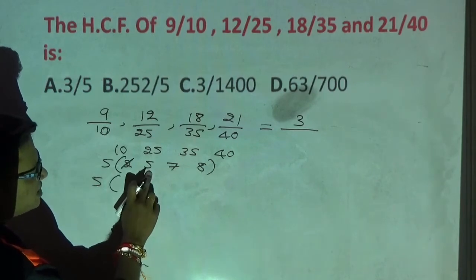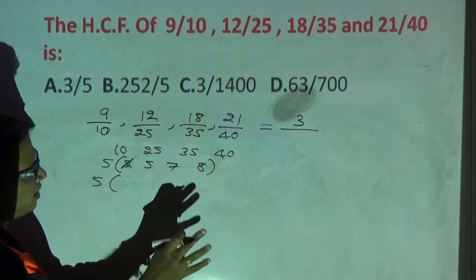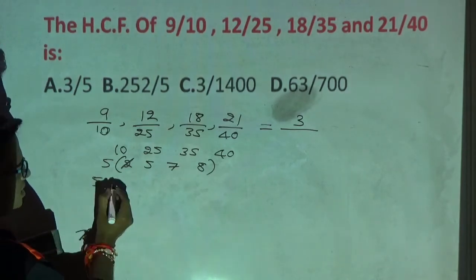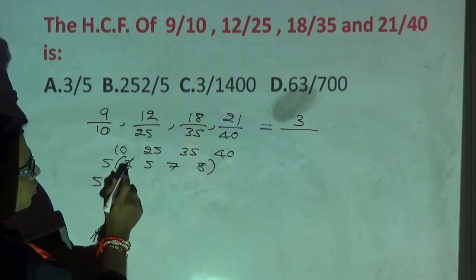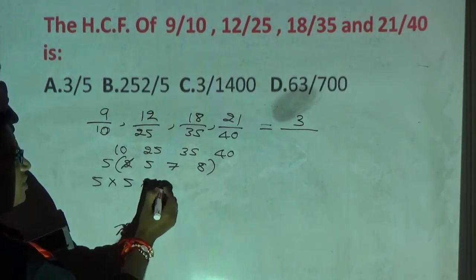Then remaining: 5 is a prime number, 7 is a prime number. Along with prime numbers, if I have any numbers, then the product is their LCM. What is the LCM now? 5 is already outside. 2 I ignore, because I can divide 8 by 2. The remaining numbers you write as they are.